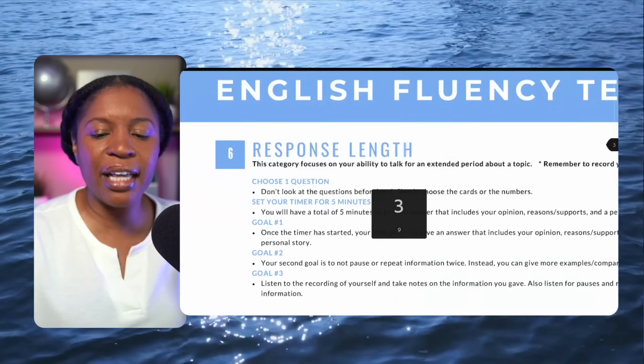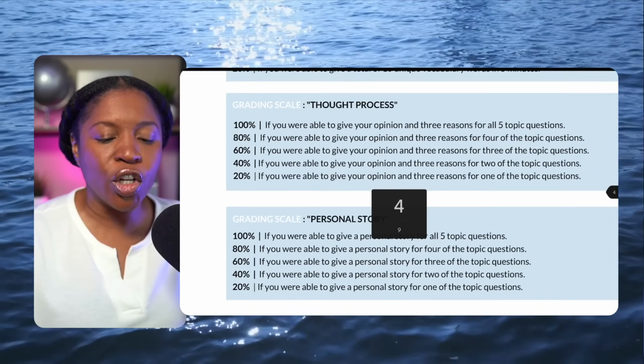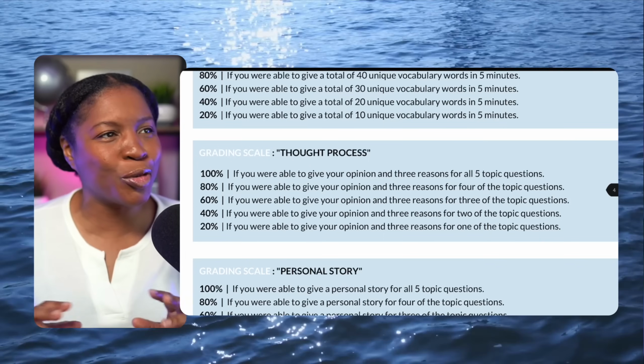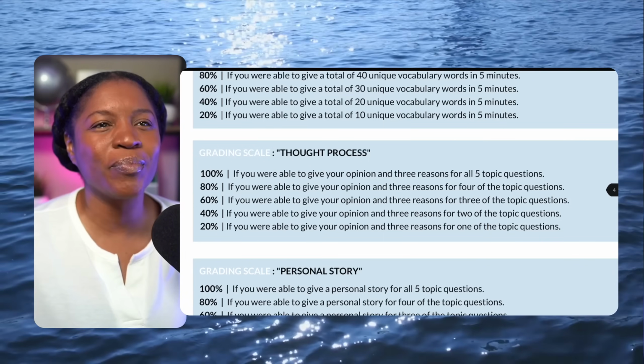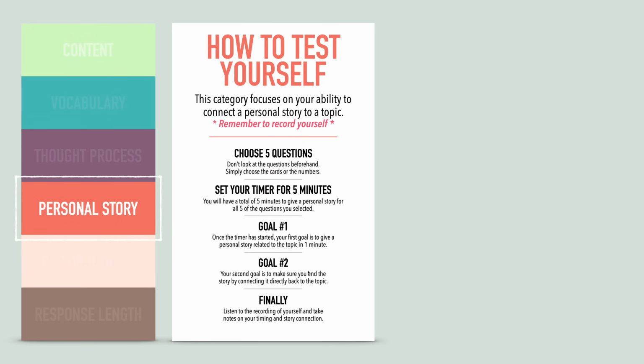Remember, once again, in the PDF, at the very end, you see the grading scale. Looking at the thought process, you see the grading scale is right there. So don't worry, I got you covered. Now, what about the next category? The next category is the personal story category. This category focuses on your ability to connect a personal story to a topic.